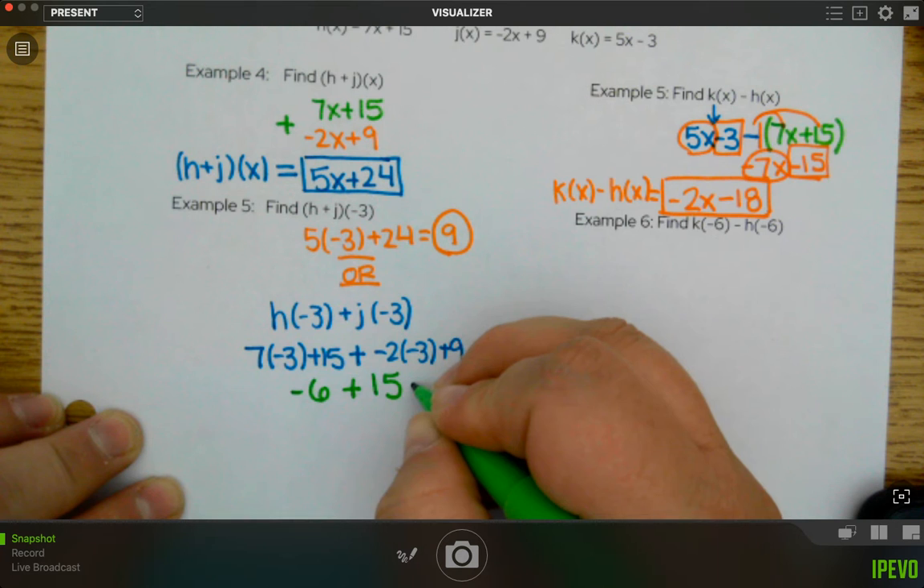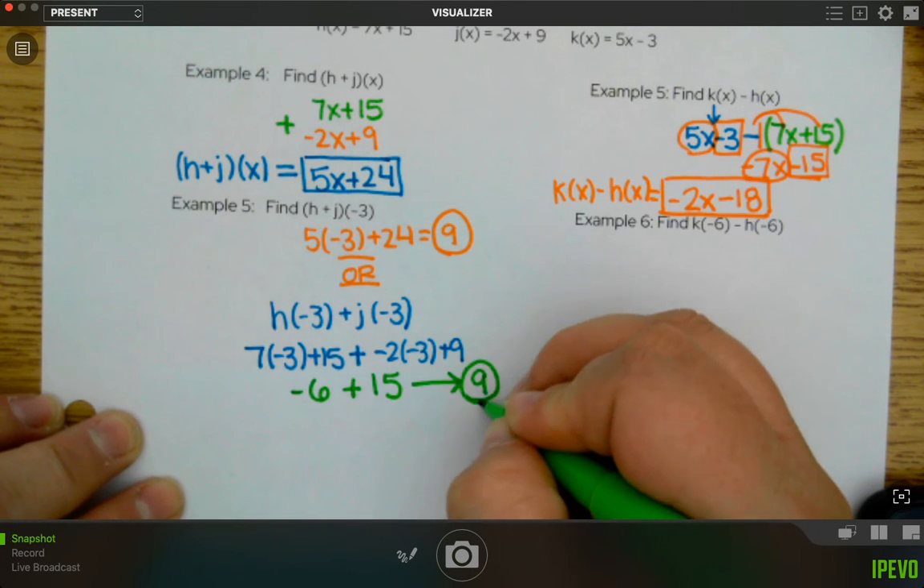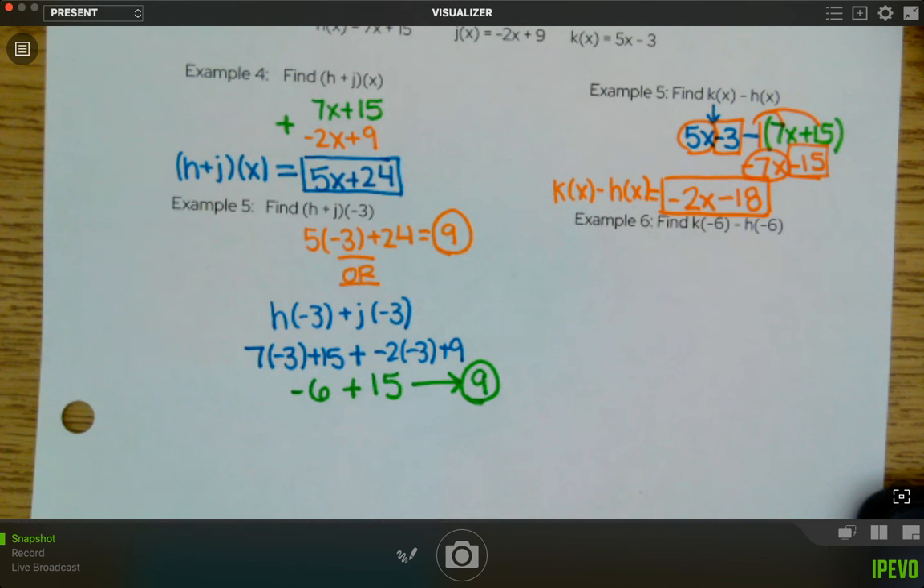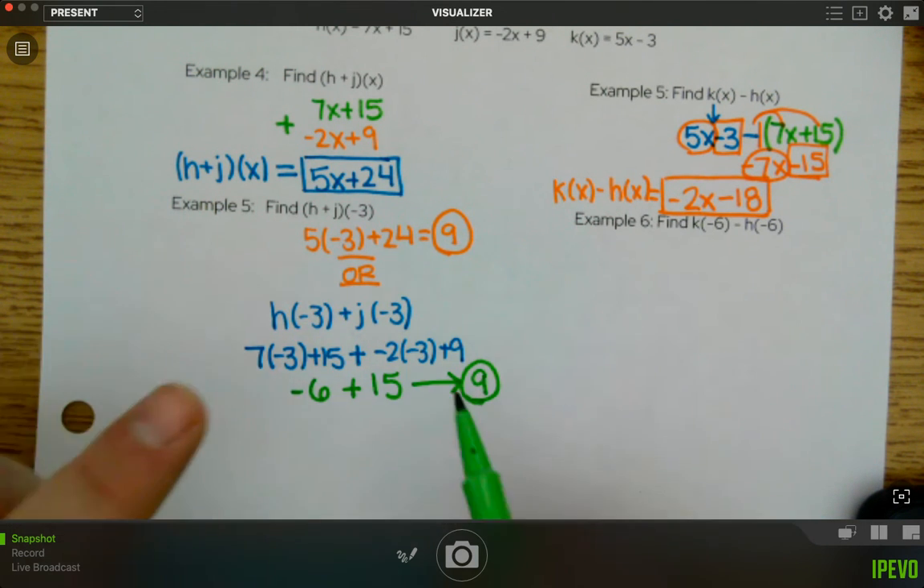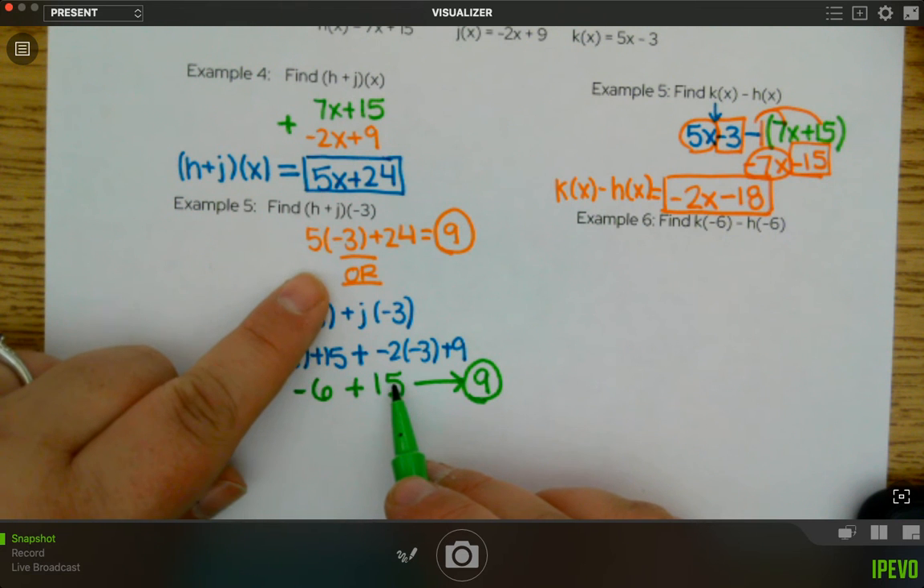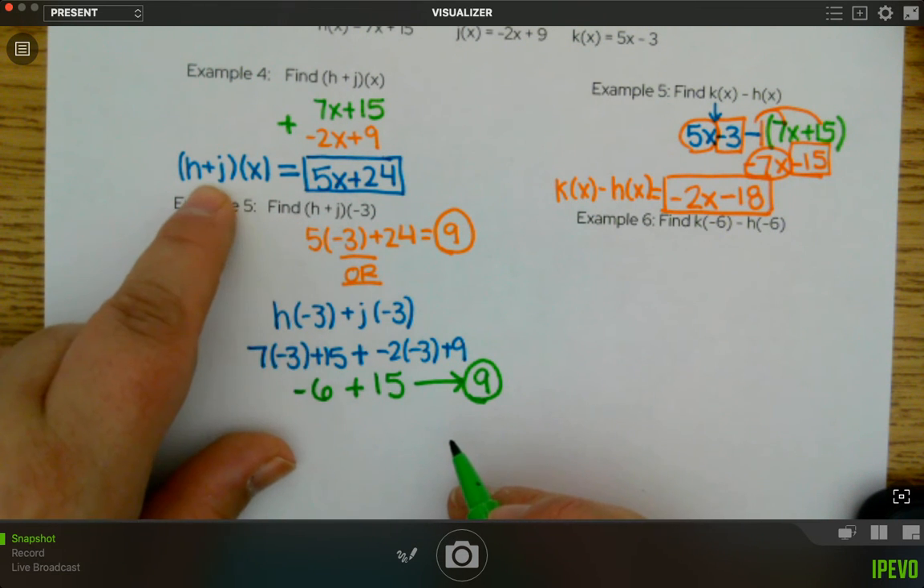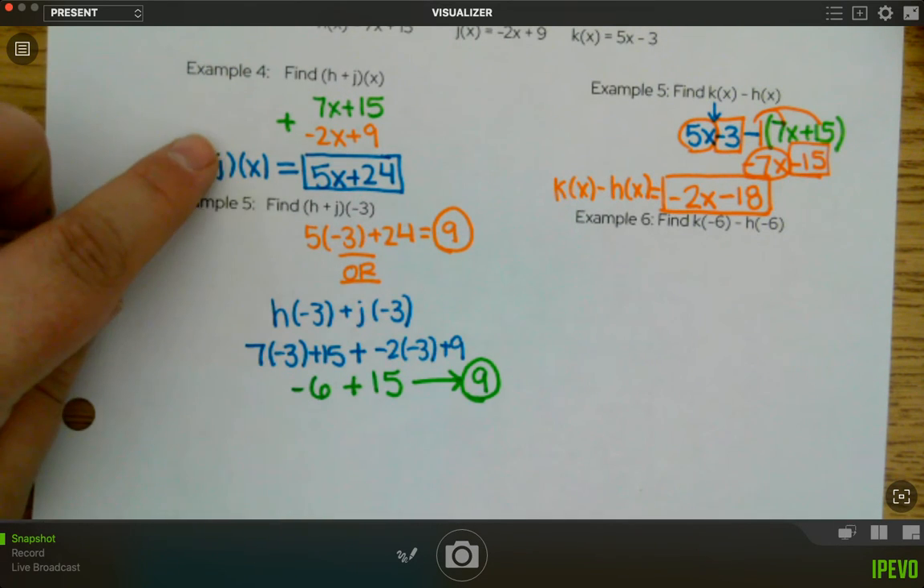Well, guess what, guys? -6 plus 15 is still 9. So you get the same answer no matter which way you do it. This way looks like it takes more steps, and it does, but this way is a little bit harder to understand. You have to realize that this matches this. And you have to have already done this as a step.